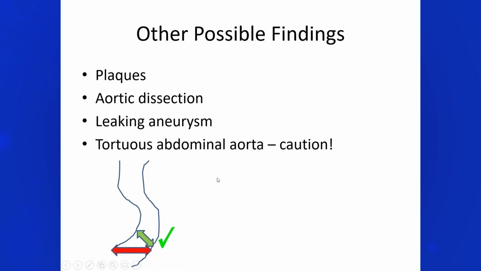You would better consider a CT scan. And of course, tortuous abdominal aorta, very important. If the patient's abdomen is tortuous and you just did a transverse view, as you look at this, you actually are going to falsely create this and call it an aneurysm, whereas the true diameter was this.